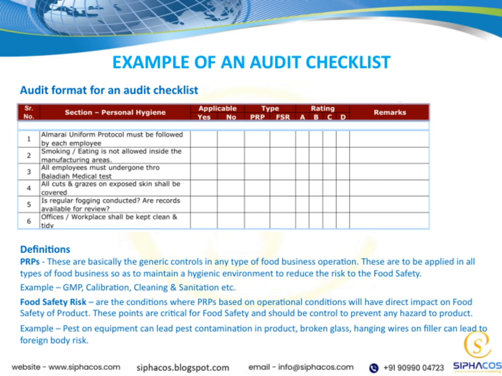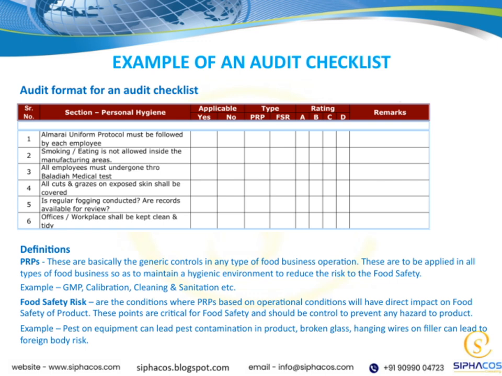Next, we have the concept of food safety risk. These are the conditions where PRPs, depending on how the operation is run, can directly impact the safety of the food product. These risks are critical because if not controlled, they can lead to hazards in the product. For instance, if pests are present on equipment, they can contaminate the product. Similarly, broken glass or hanging wires on a filler can pose a foreign body risk. These are clear examples of how operational conditions linked to PRPs can directly threaten food safety.